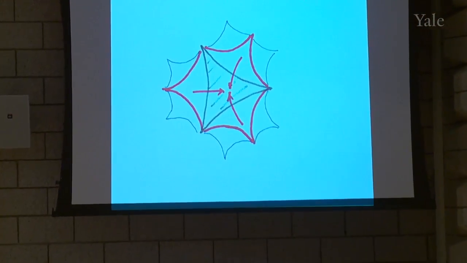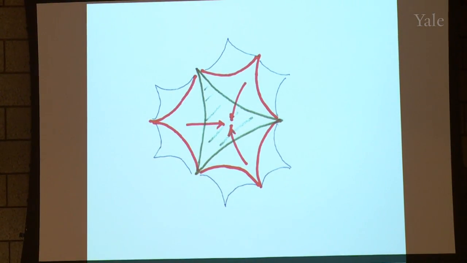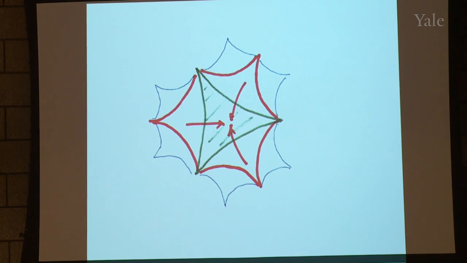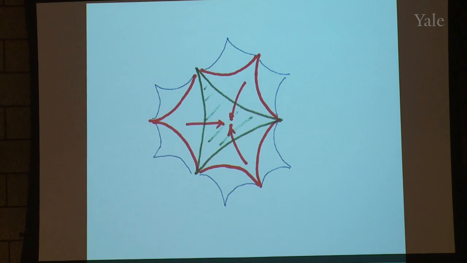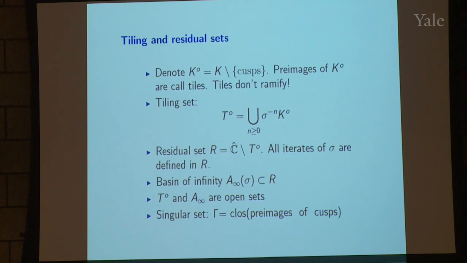So that's the first step of the construction. So we reflected, considered the preimages of the deltoid, and now we'll take the preimages of these preimages and so on. And we call these preimages tiles. And the important thing is that there is no ramification of the tiles because the only critical point of the Schwarz reflection is at infinity. So as long as we are in the finite plane, we get tiles, so no ramification of tiles.